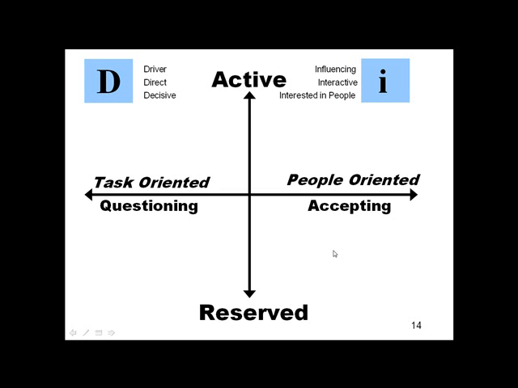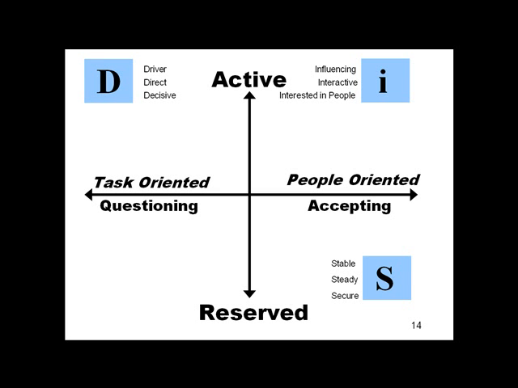Now, your lower right-hand quadrant. There people are more thoughtful or reserved, but still people-oriented or accepting. And that's the high S personality. The high S stands for stable. It could also stand for steady or secure.